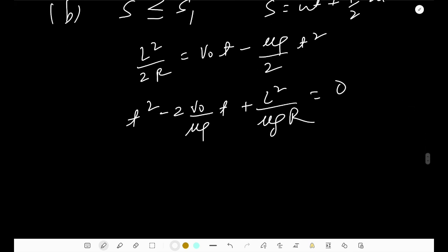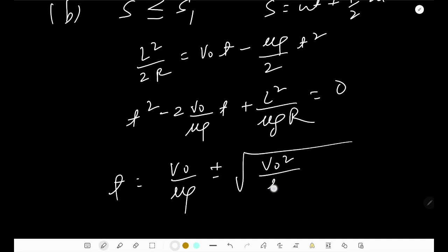So what is it? The value of t is what? V naught upon mu g, yeah, I can write it plus minus under root v naught square upon mu g square. That means it will become v naught upon mu g square minus L square by mu g r. So we got the value for t, and t should be less than this.